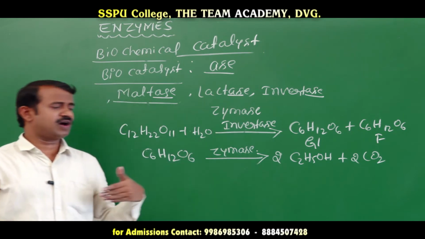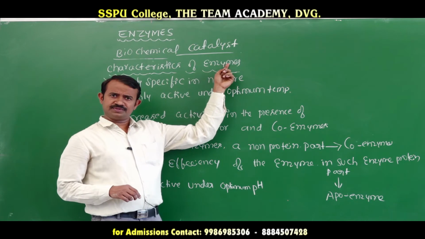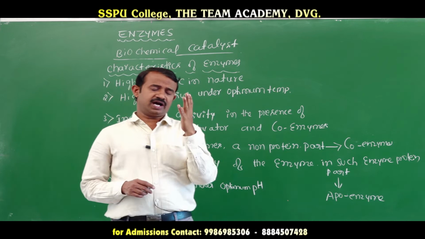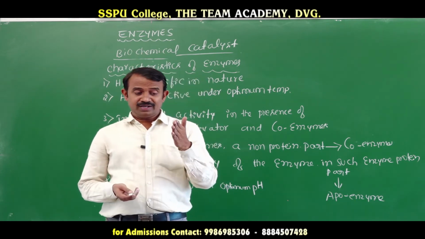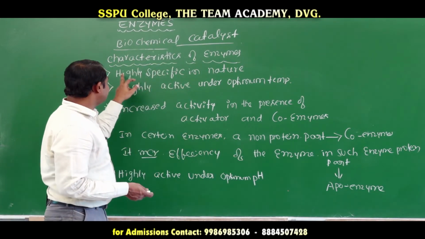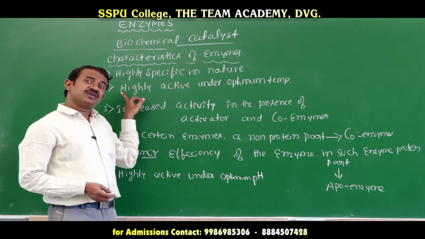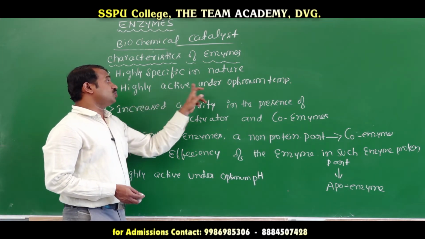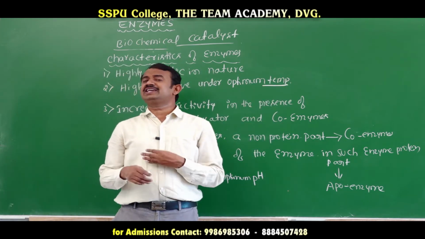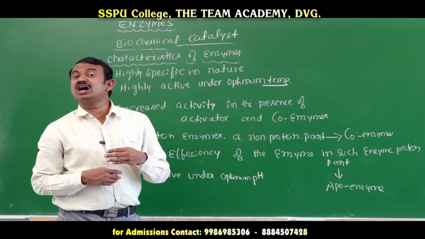Okay. Next, we will go for the nature of enzymes. What are the characteristics of enzymes? Enzymes increase the rate of reaction, and they are highly specific in nature. They are also highly active in a certain pH. This is the first factor. They are highly specific in nature, and they increase the rate of reaction. They are also highly active under optimum temperature. Temperature is very important. At 310 Kelvin, the enzyme is very active and increases the rate of reaction.